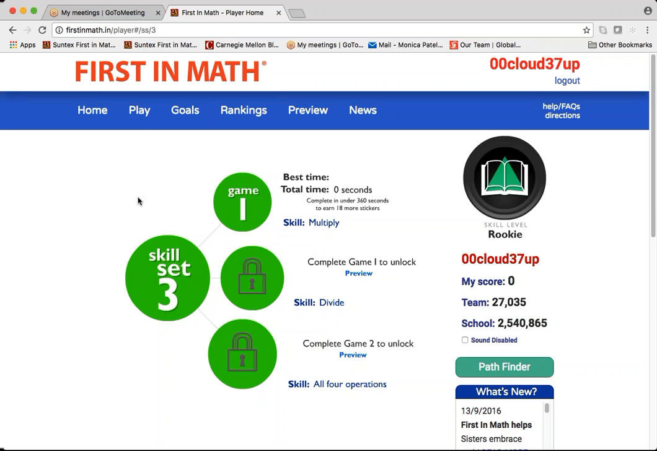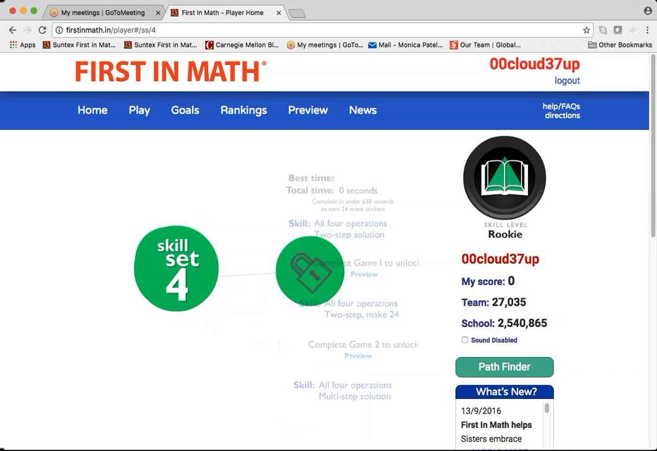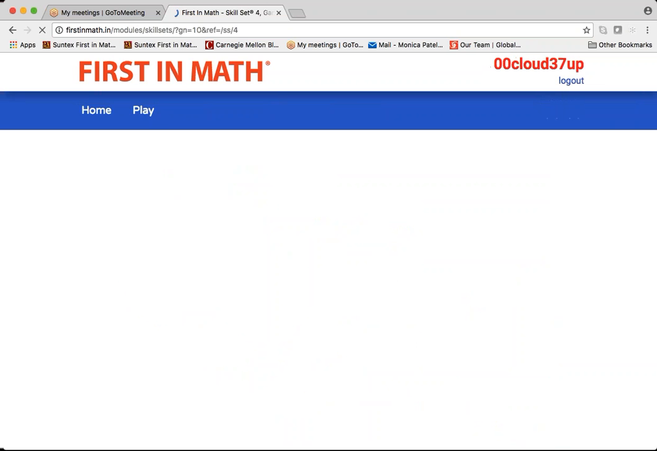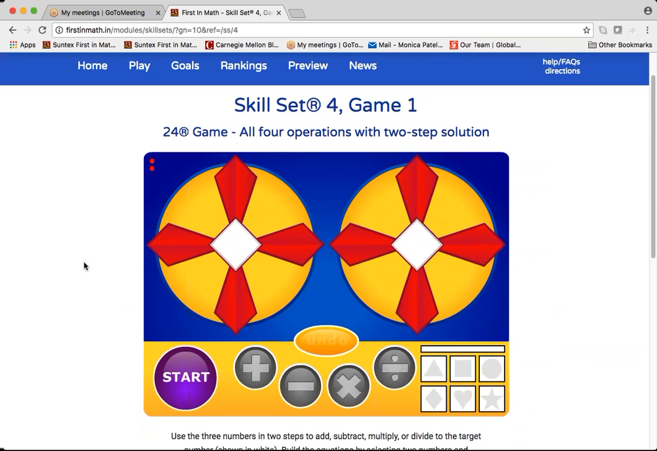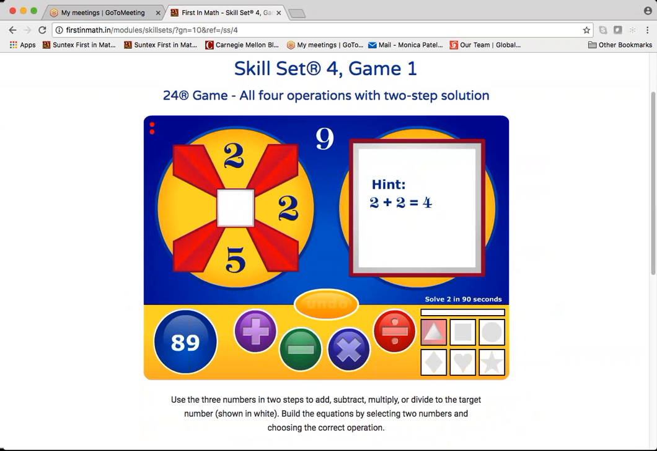The great thing about skill sets is it allows you to demonstrate rigorous content and easy content. Also, let me give you an example here. Often teachers ask, but what if students don't know how they should do this, or they get stuck, or they find it difficult? Skill set 4 game 1 is a great example of how we provide hints in the beginning and later on the hints are taken away.